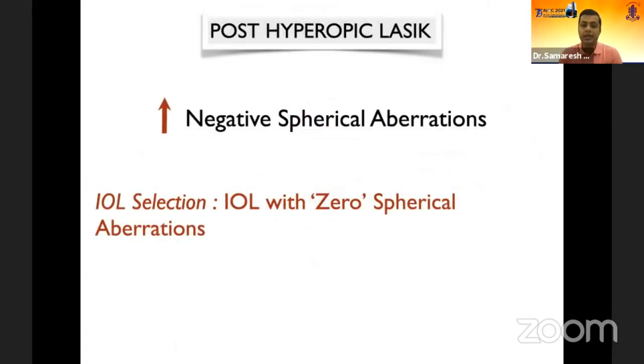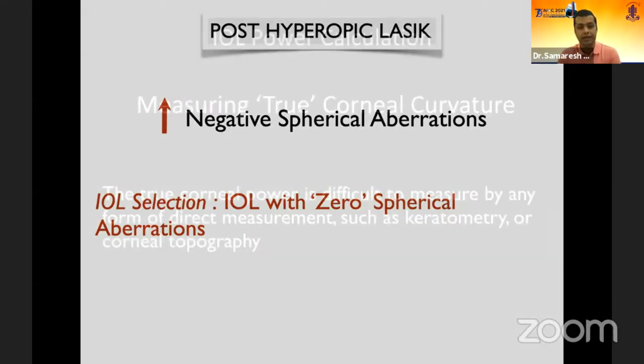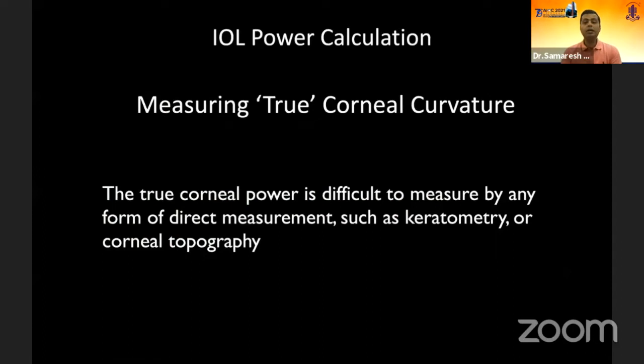You need a negative aspheric lens, which is difficult, or a zero spherical aberration lens, which I think some companies have, although I'm not sure if Bausch & Lomb still has a zero spherical lens, but Bausch & Lomb at some point in time had a zero spherical aberration lens, or an aberration neutral lens, which would be the right choice of lens in this eye. The other big problem is actually measuring the true corneal curvature.